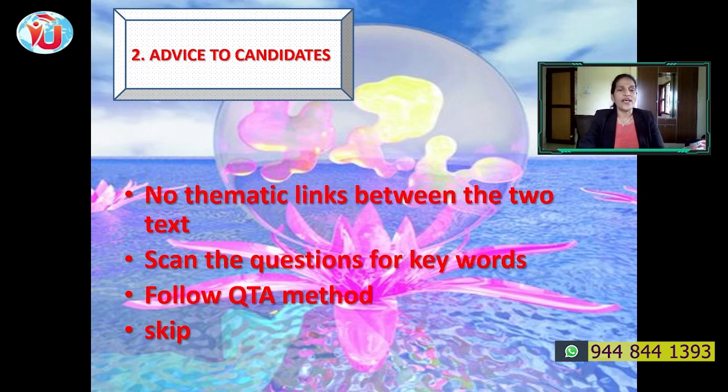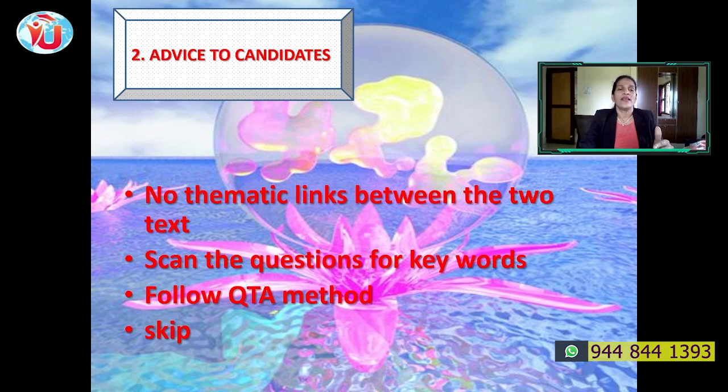The second thing you have to do is scan the questions for keywords. I told you in the slide what you have to scan for. So you scan for the keywords, try to underline them, try to understand the meaning, then definitely you are going to get the correct answer. Friends, remember we follow the QTA method. What is the QTA method? I will tell you in the next slide.